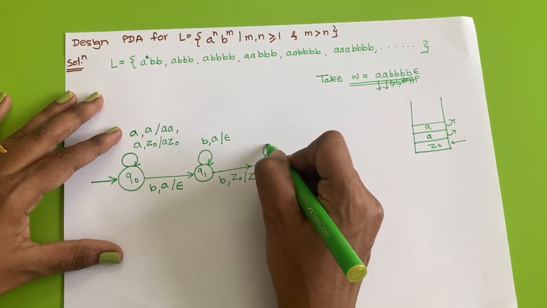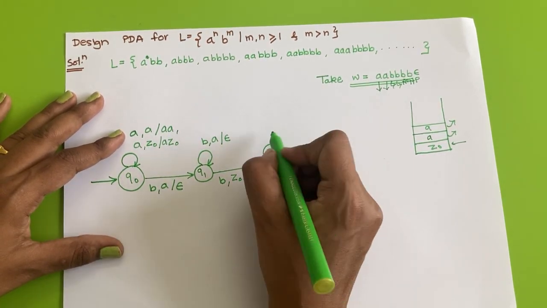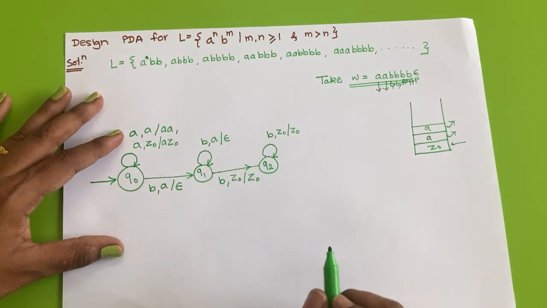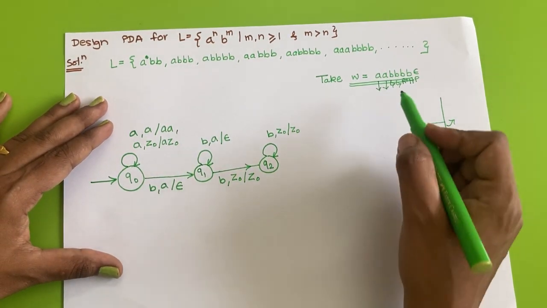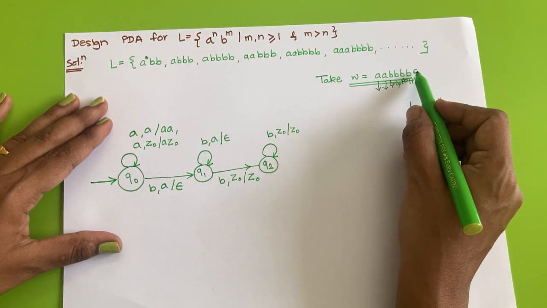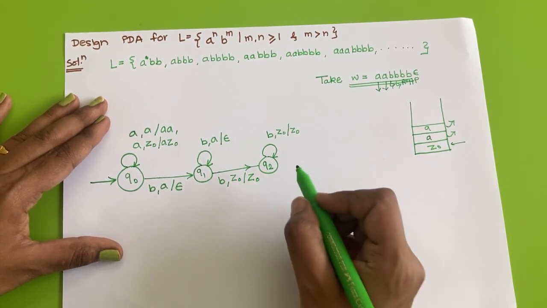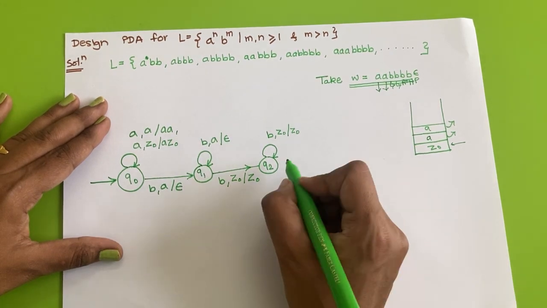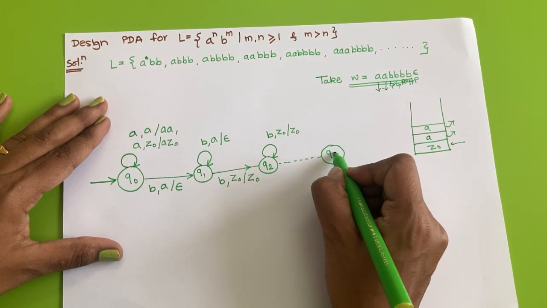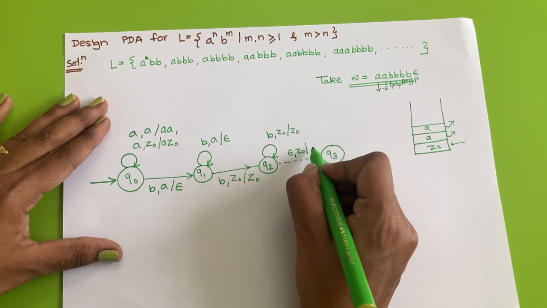For the remaining B's after the first extra B, this can be executed by B Z0 Z0 with this cycle, if we have extra B's. Now after reading all the B's, we will encounter the input symbol empty. There will be the condition for acceptance through empty stack as well as acceptance through final state. If we want acceptance through empty stack, then we will have the intermediate state Q3, and this will be noted as empty Z0 empty.